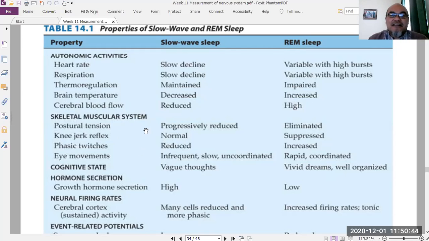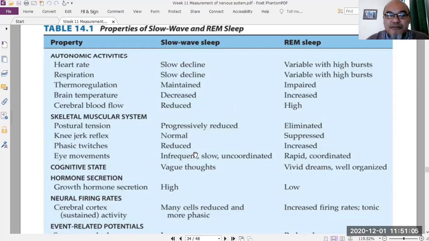And the skeletal muscular system progressively reduces. No, during REM sleep it is completely eliminated. So it means you are completely relaxed. Your knee jerk reflex is normal, but in REM sleep it is suppressed. Fascic twitches are reduced in slow wave sleep, and in REM sleep they are increased.